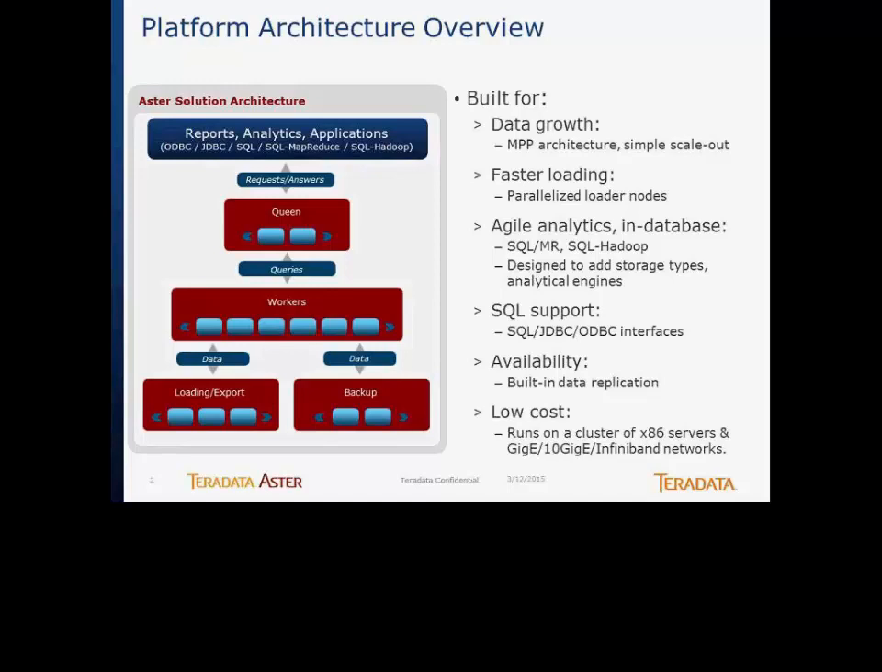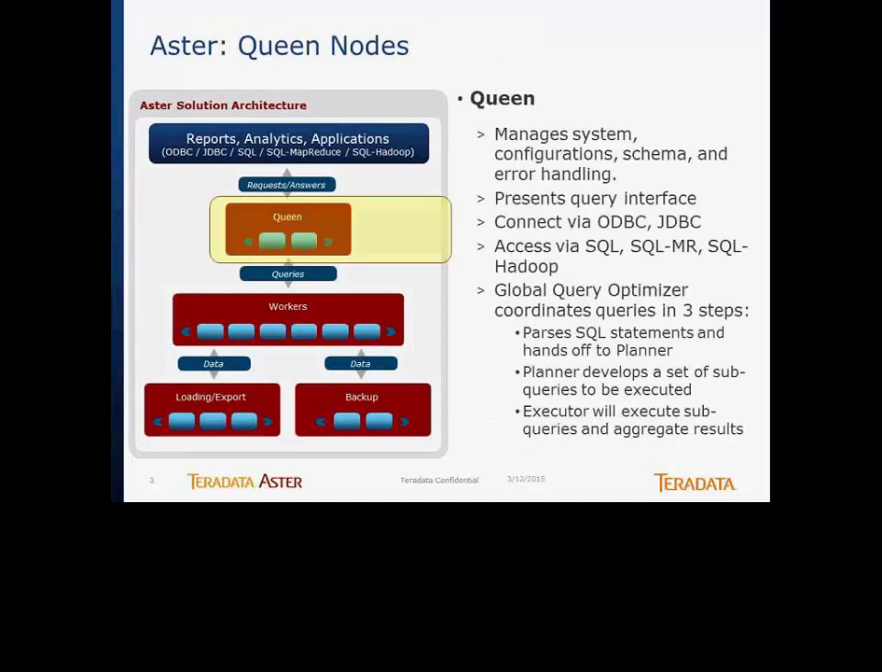So here's the architecture, and as you can see, the queen node is the main node that coordinates or orchestrates the whole system. It contains the system configuration and the metadata in the system, and it is the interface to your query, so to your client. It can be ACT, which is a native client that Aster provides, a command line client, or it can be any ODBC or JDBC or any client that Aster supports.